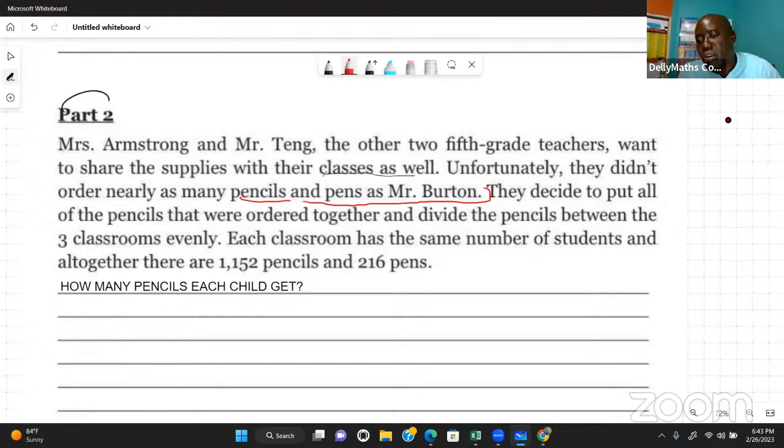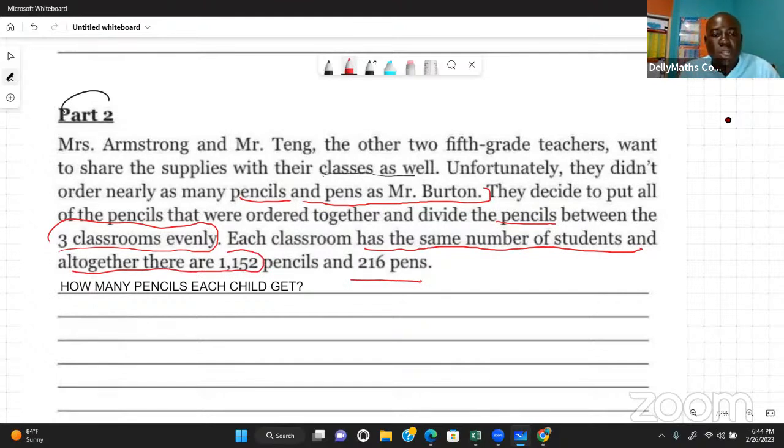So the question says here that they decided to put all of their pens and all of the pencils that they ordered together and divide the pencils, so we're focusing on pencils here, between the three classes evenly. All right, this word is nice, evenly. Each class has the same number of students, and there are 1,152 pencils. 216 pens, but we're focusing on pencils for now.